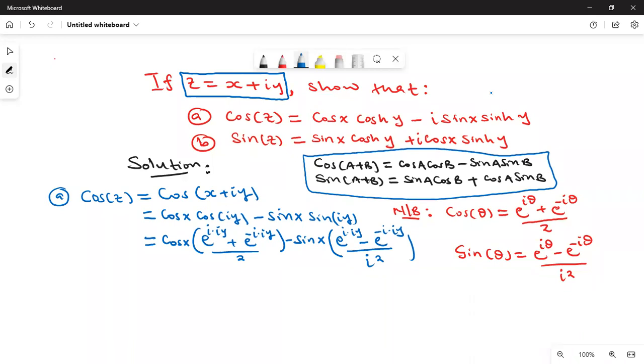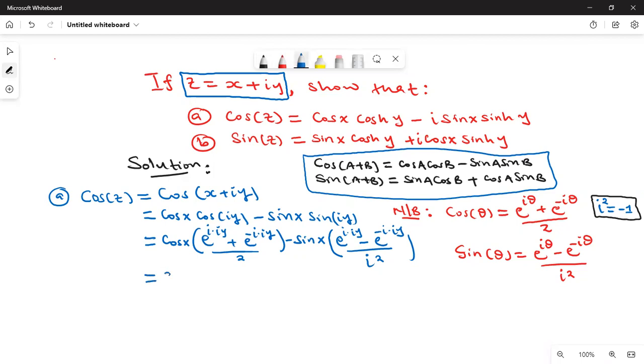So I want you to take note that i squared is equal to -1. Wherever you have i squared, we are going to substitute -1. And i squared is the same as i times i.